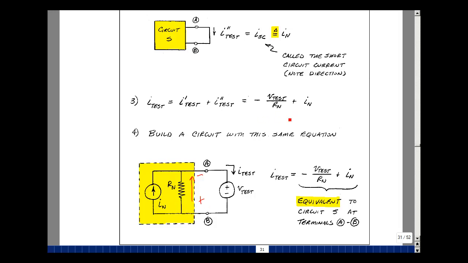So I can make this equation by putting a current source in parallel with a resistance whose value is R sub n. And this circuit has the same equations as this. I test is equal to I sub n plus this current, which is minus V test over R sub n. This is not the same as the original circuit, but it has the same effect at the terminals for all values of V test. So we say that it's equivalent.